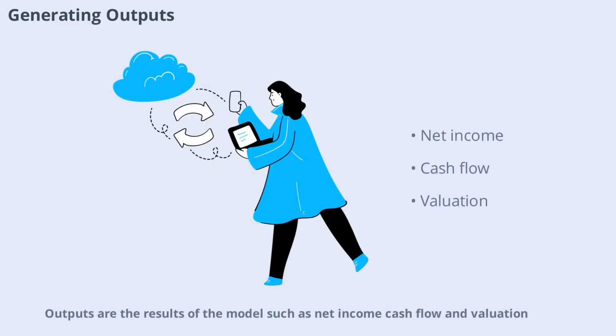Outputs are the results of the model, such as net income, cash flow, and valuation. These outputs help stakeholders understand the financial implications of different scenarios. Clear and concise outputs make it easier to communicate findings and support decision-making.